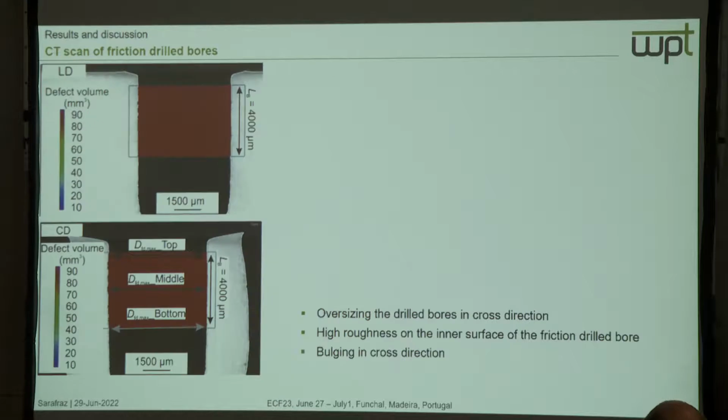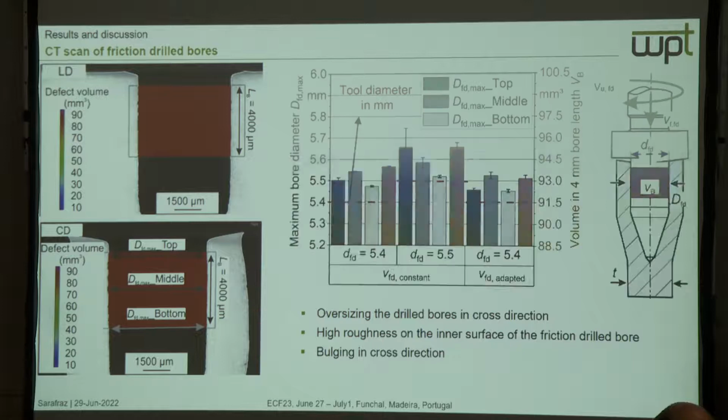Results and discussions: you can see here the measured volume in the friction drill bore. The volume can be observed in orange color, and the diameter was measured at top, middle, and bottom over a 4 millimeter length. The first thing we can see is that all deviations in the drill bore are located in the cross direction because of the reduced thickness in comparison to the longitudinal direction, and high roughness can be observed. Another thing that can be observed here is bulging in the cross section.